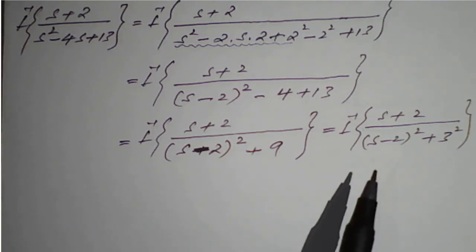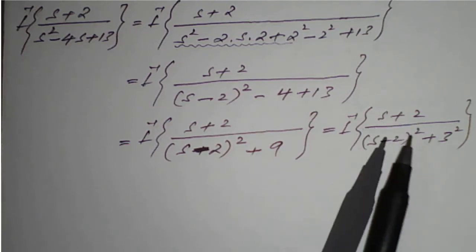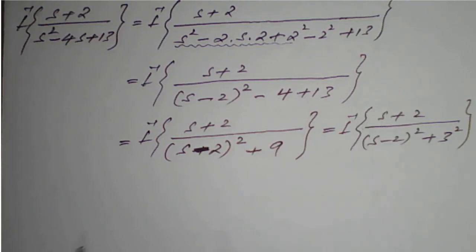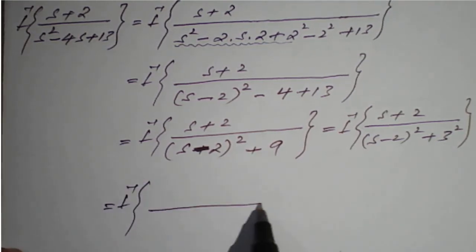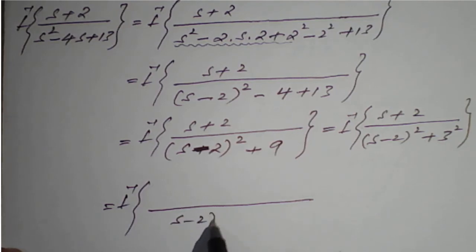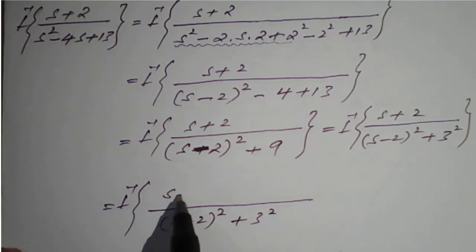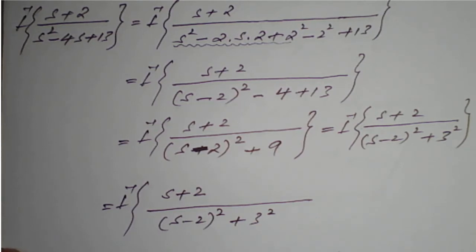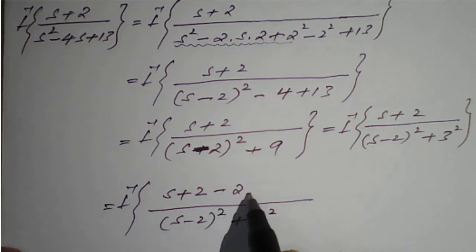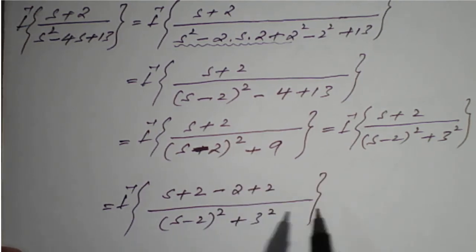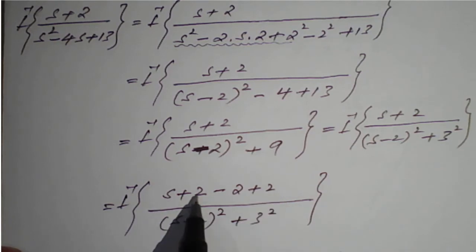So here we have s plus 2 and here we have s minus 2, so here also we need one term s minus 2. So what we'll do for that: the denominator we'll keep as it is, that is s minus 2 whole square plus 3 square, and the numerator I will make as s plus 2 minus 2. So I will add minus 2 and plus 2. Minus 2 plus 2 is again 0, then s plus 2 will get back.